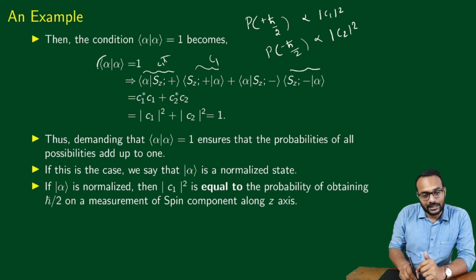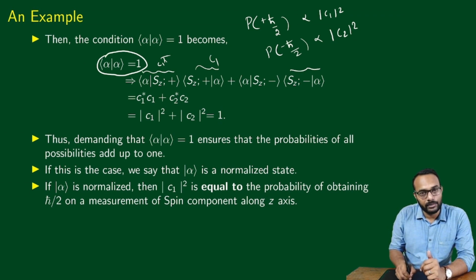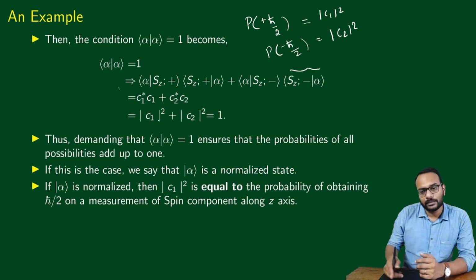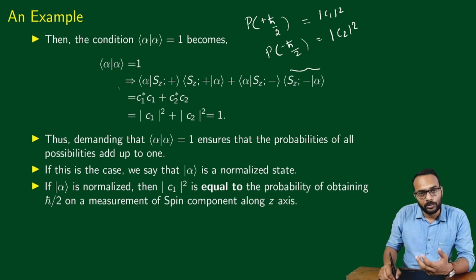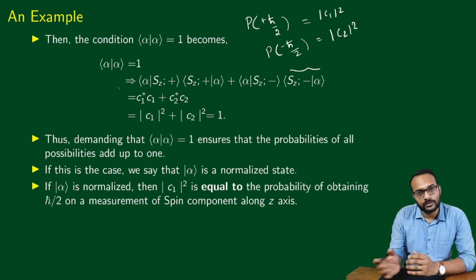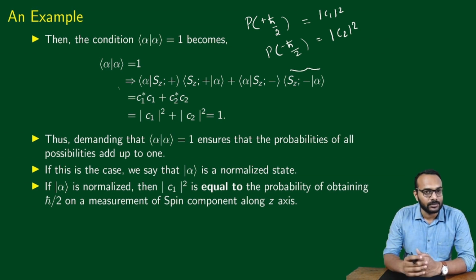But we see that this works if you normalize the state alpha beforehand, which means that the inner product with itself is equal to 1. In that case, you have modulus of C1 squared plus modulus of C2 squared equal to 1. So if the state is normalized, the proportionality becomes an equality. Why? Because if these are the probabilities for two possibilities, the total probability has to be equal to 1. If you have a number of possible cases and you add the probabilities for each of these, you should get 1. 1 is the maximum probability.